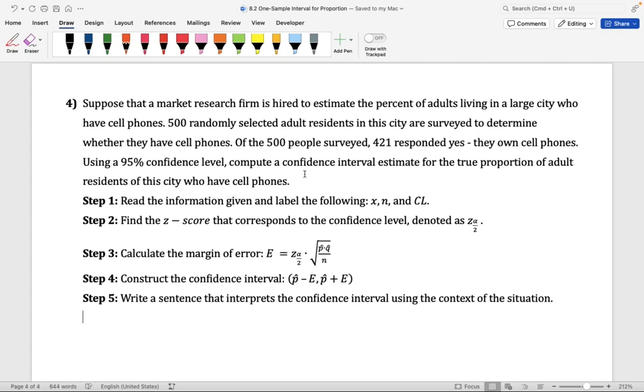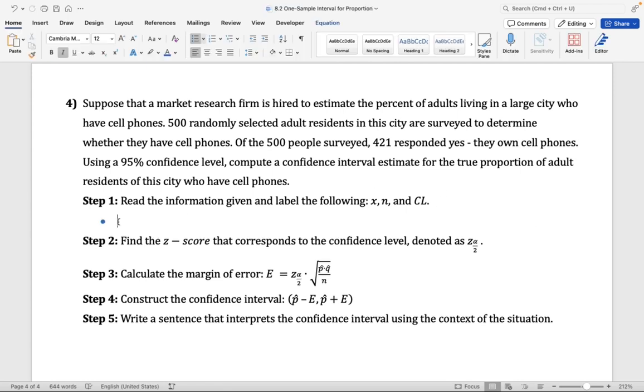Here you have another example where you're being asked to compute a confidence interval for a proportion. For this problem, we're going to do step 1 and 2 together, and then I'm going to let you do step 3, 4, and 5 on your own. Let's go ahead and start by reading the problem.